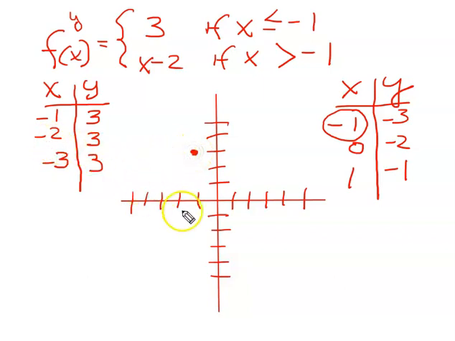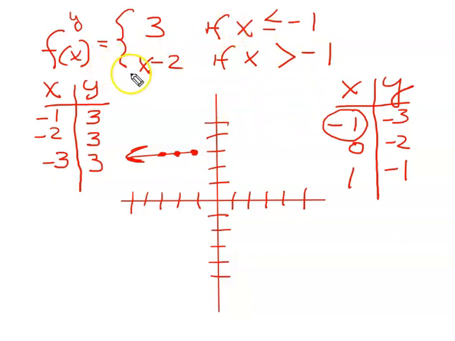Now this is -2, 3. Dot right there. -3, 3. And if you see what's happening, we're getting a horizontal line that looks like so. And I'll put my arrow on that. And that's a piece of this piecewise system.